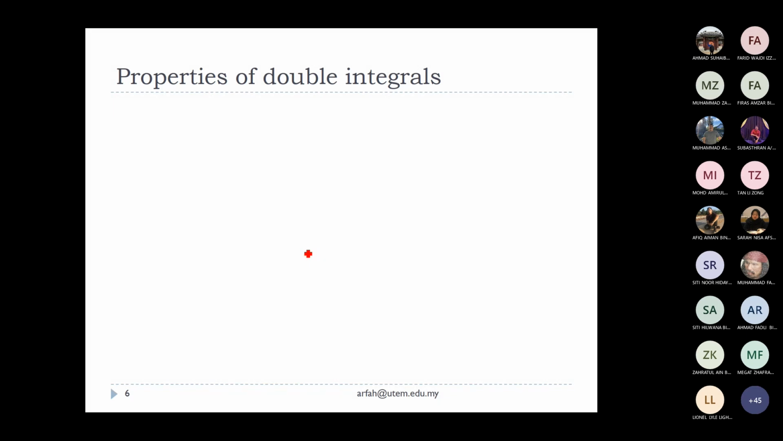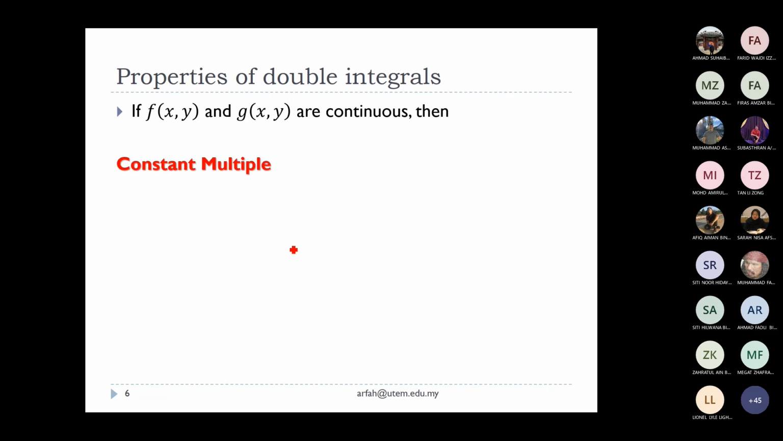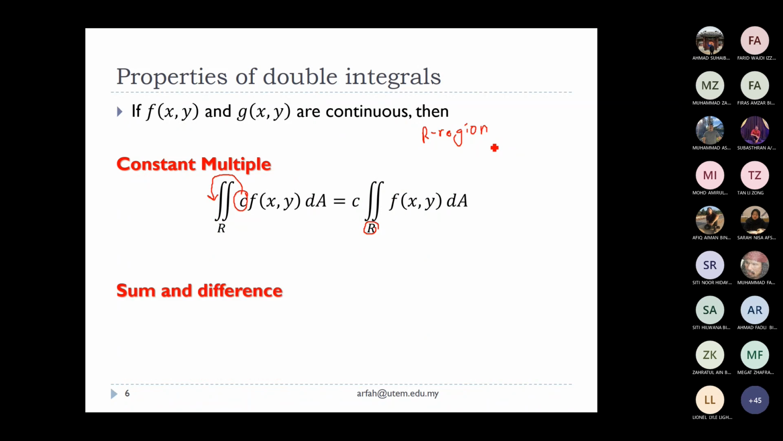So there are some properties. This one is for the properties of the double integral. If you have the functions f(x, y) and g(x, y) that are continuous, then we have a constant multiple, where c is the constant. To do the integration for this one, we can pull out c over here. So pull out c, and you are going to have the integration of f(x, y) dA with respect to R. R is the region of the integration because we are dealing with area under the curve. The region tells us where x takes its values from and to, and where y takes its values from and to. So for the first property, you have a constant here, and we can just pull out the constant and do the integration for the function of x and y.